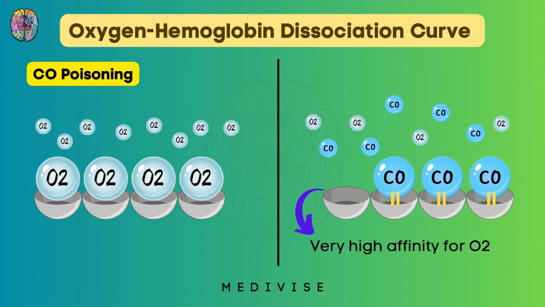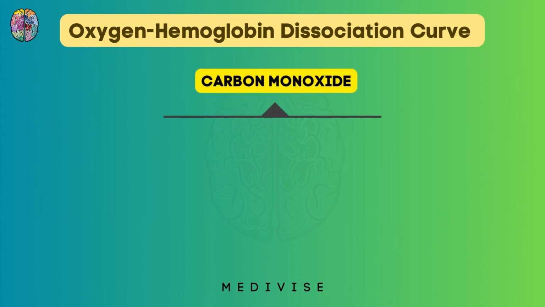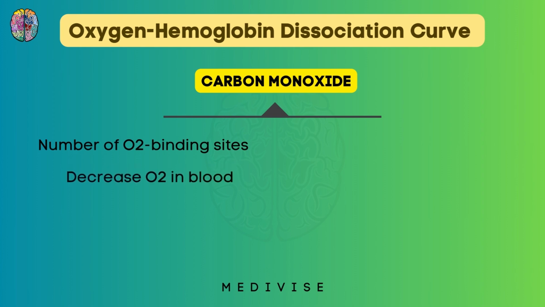So to summarize, carbon monoxide is causing two things. The total number of oxygen binding sites is decreasing because instead of oxygen, carbon monoxide is coming and sitting there. Because of this, it will lead to a decrease in the oxygen in blood. But the remaining sites are going to have an increase in the affinity for oxygen. And what have we just learned? If the affinity, or love, is increased, the curve is going to shift to the left.